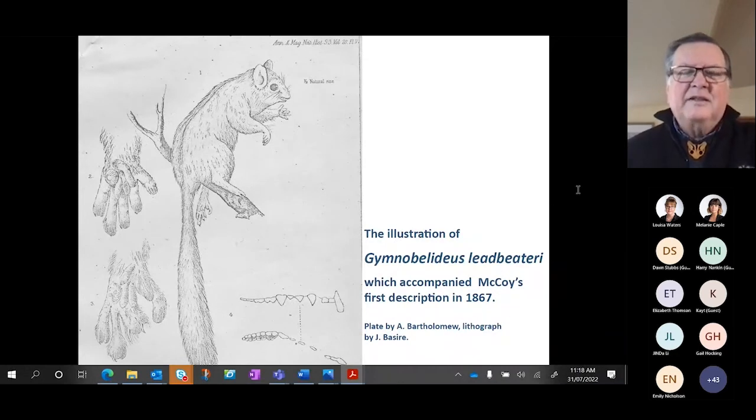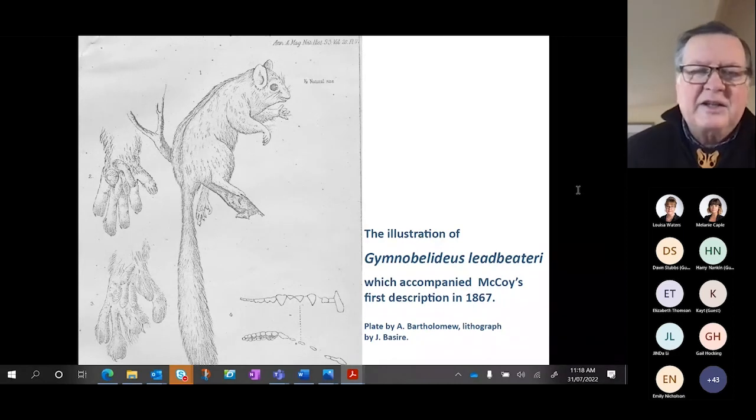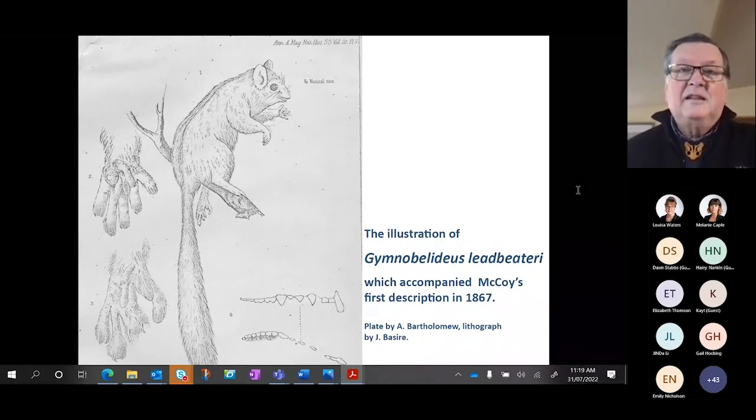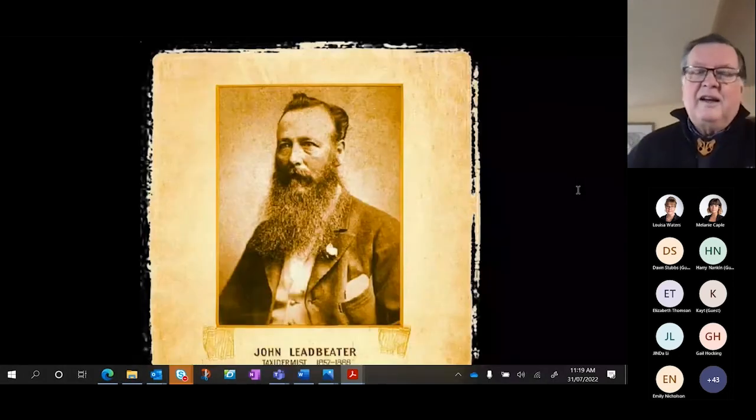And just as an example of how important the art is in this situation, later on in the same year, 1867, Frederick McCoy actually described a bird the same day as John Gould of Birds of Australia fame described the bird, both the same species on the same day. And John Gould's description was accompanied by an illustration, so it was favoured. And if it hadn't been for that, the helmeted honeyeater would now be called Leadbeater's honeyeater. So that's how important art can be in science.